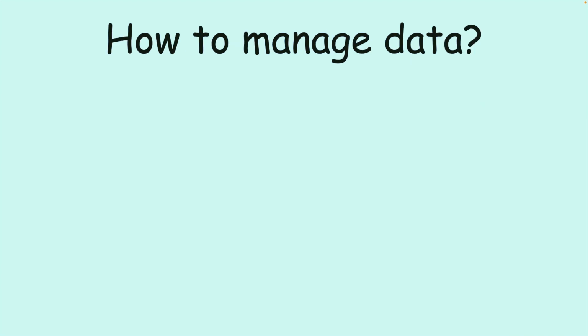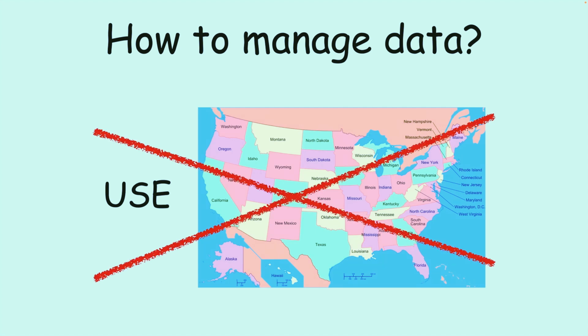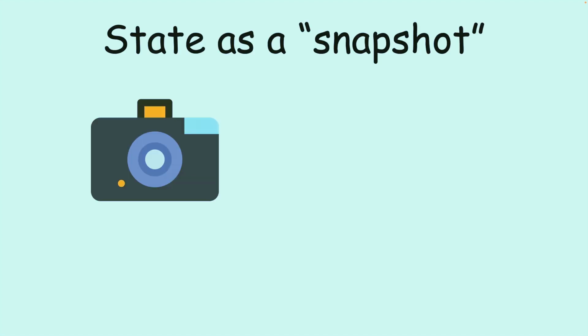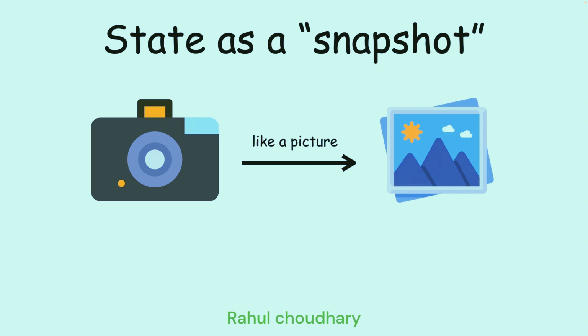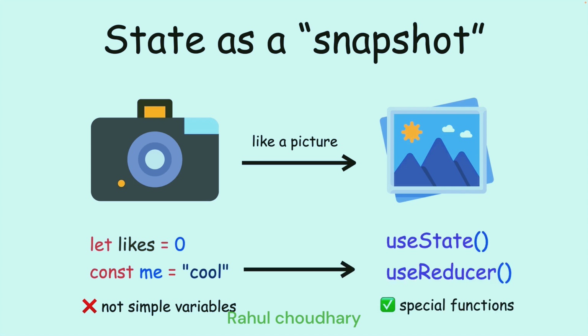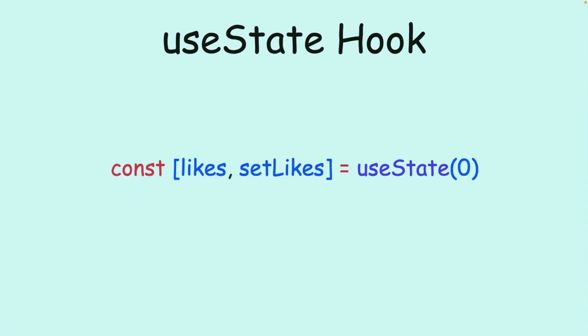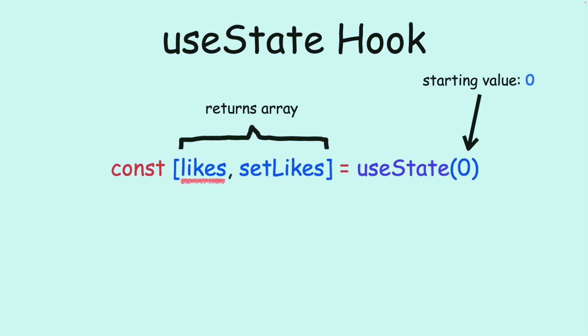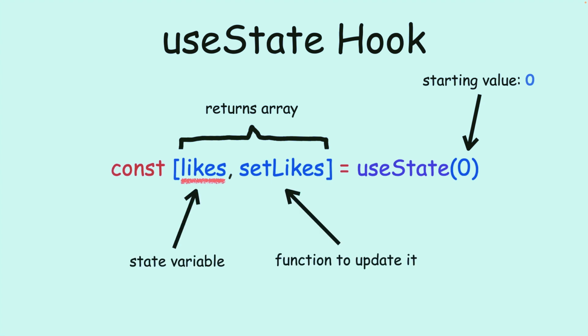To manage data in our React apps, we need to use state. Not that kind of state though. State is like a snapshot from a camera. It's a picture of our app at any given time. To manage state, we also can't use JavaScript variables. They don't cause our app to re-render. Instead, we use special functions like useState and useReducer. useState takes an argument that serves as the starting value of the state variable, which is likes in this example, and returns an array containing the state variable and a function to update that state.